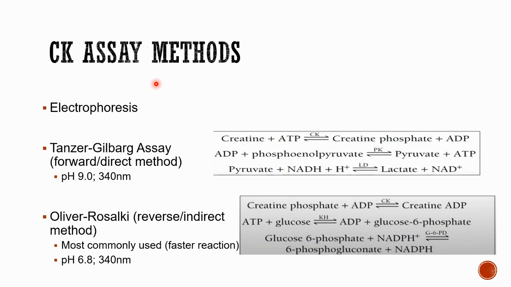So, ito yung different assay methods that we use to detect CK or creatinine kinase. We can use electrophoresis. Next, we have Tanzer-Gilbert assay. This is a forward or direct method. It uses the pH of 9.0 and 340 nanometer ang kanyang wavelength. Next, we have Oliver-Rosalsky. This is the reverse or indirect method, which is the most commonly used method for CK analysis. It uses a pH of 6.8 and 340 nanometer din siya.